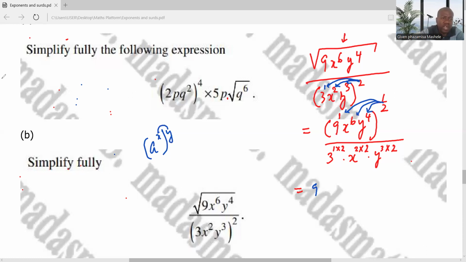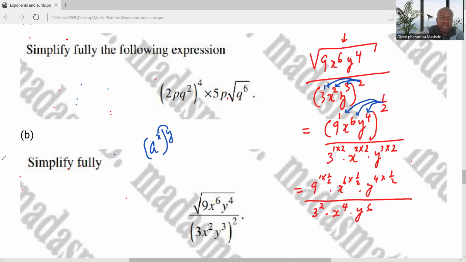So let's solve, guys, let's solve. So this will give us 9 to the exponent of half, 9 to the exponent of 1 times half, times x to the power of 6 multiplied by half, times y to the exponent of 4 multiplied by half. Everything, let's now simplify the denominator, 3 to the power of 2, because 1 times 2 is 2, x to the power of 4, and y to the exponent of 6.